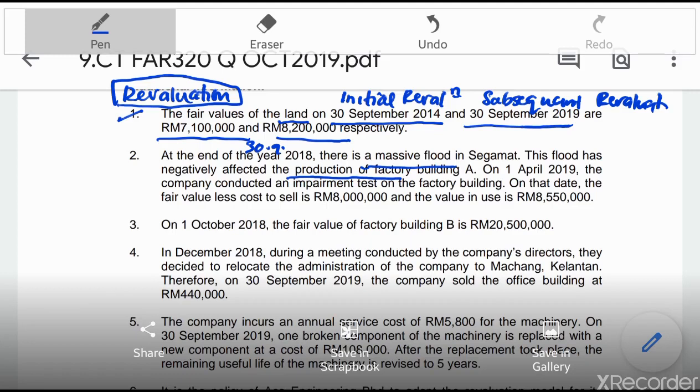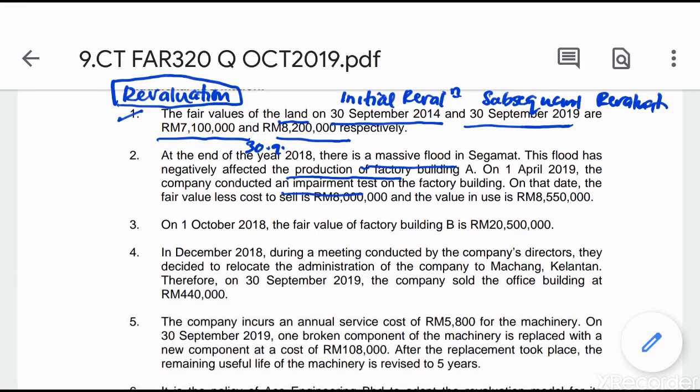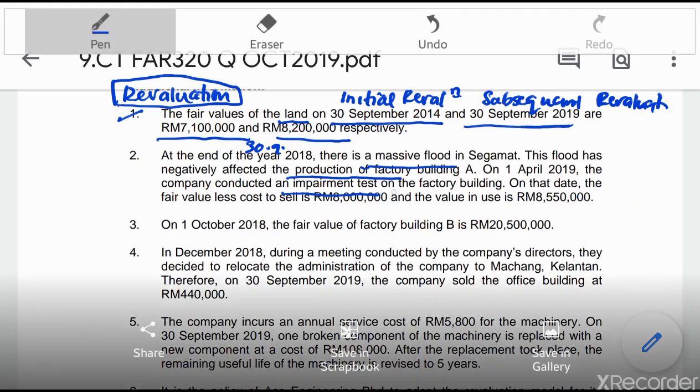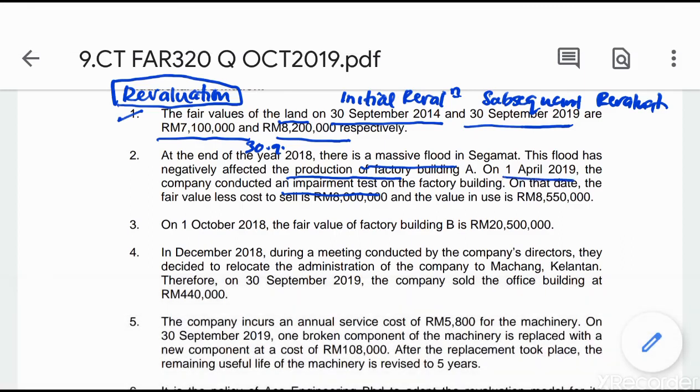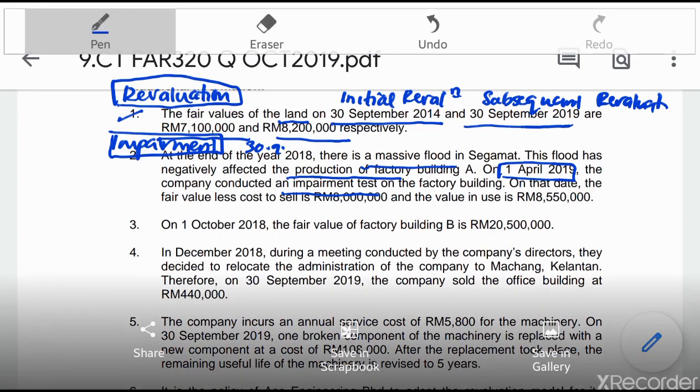And because of that, the company conducted an impairment test. So that was an indicator that the asset was impaired. So the company took the initiative of conducting impairment tests. When was the date? It was on 1st of April 2019. So this one is on impairment, item number 2. This is a combination of a series of transactions that happened to this company.